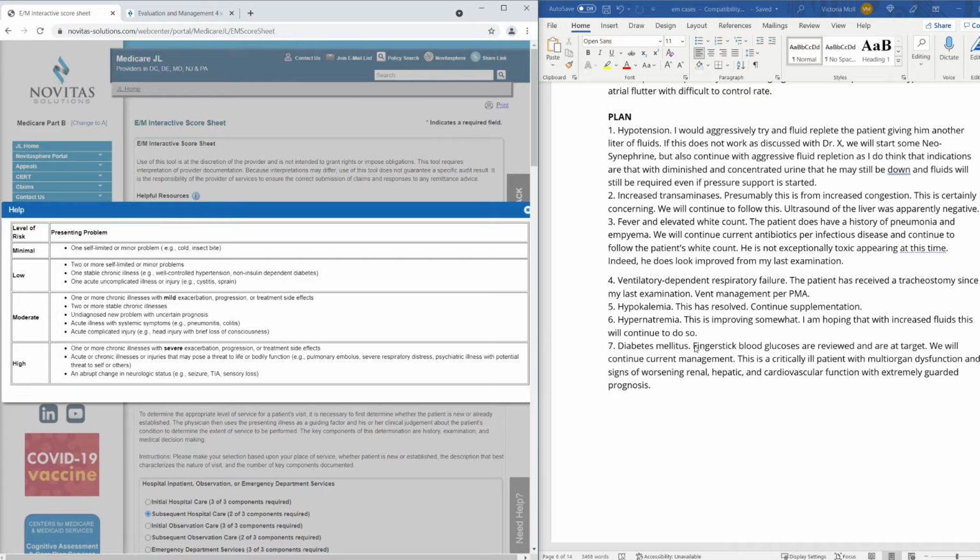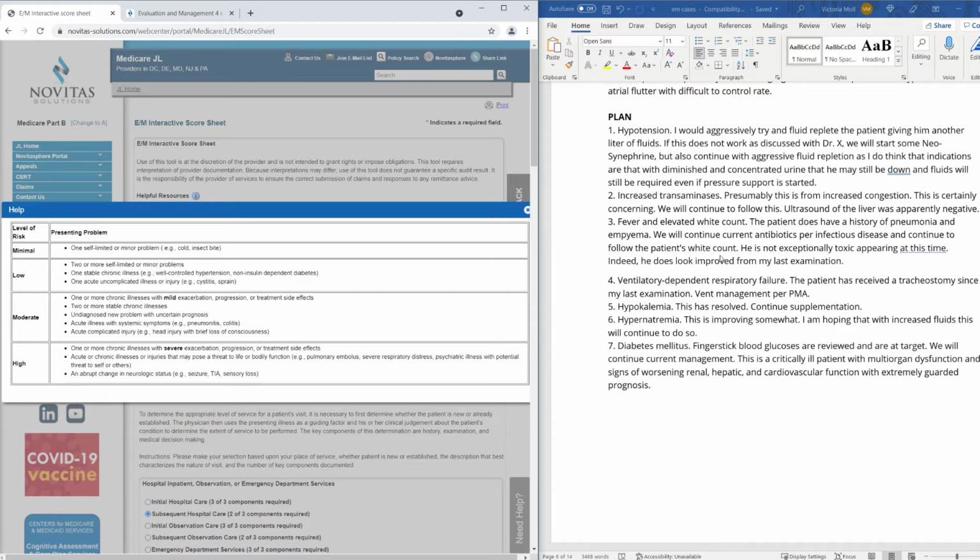I think just stating that the patient is critically ill alone and multi-organ dysfunction and signs of worsening hepatic or renal failure with extremely guarded prognosis. It says guarded prognosis. I'm just not seeing where it would be a severe exacerbation or progression because a lot of this is improving.